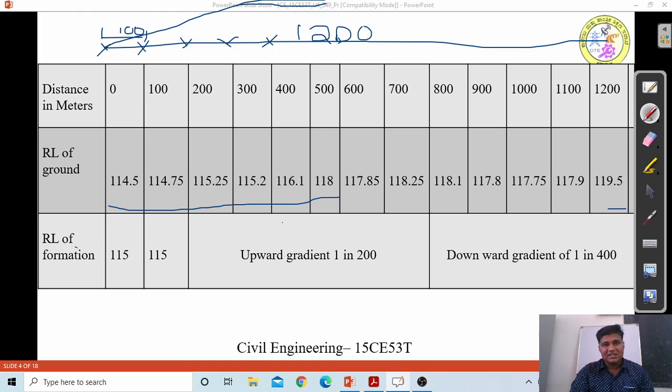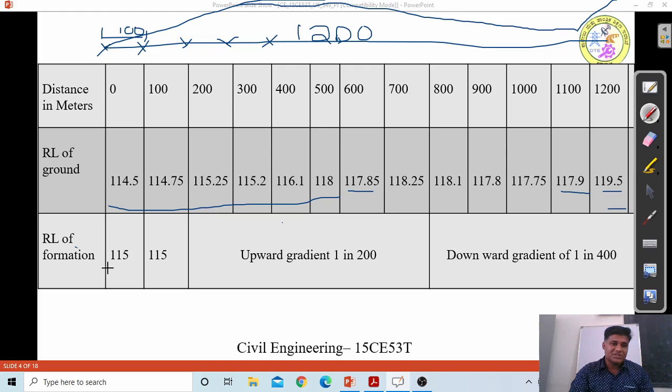Here you can see the ground level is falling from 118 to 117.9. So from here to here it is falling, and again it rises to 119.5. So this is the longitudinal section of the road.